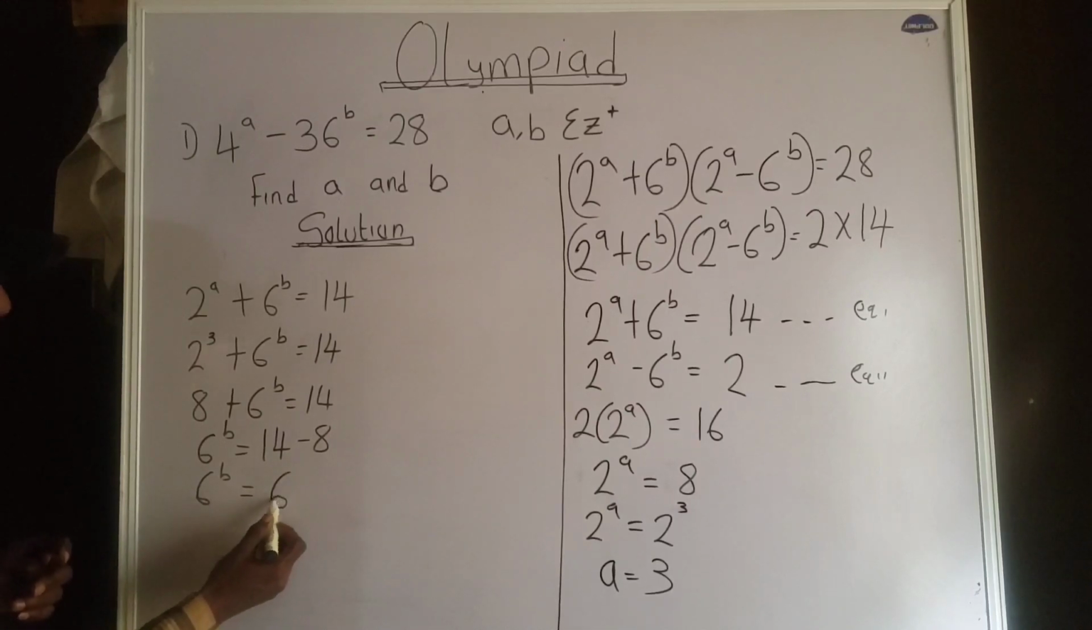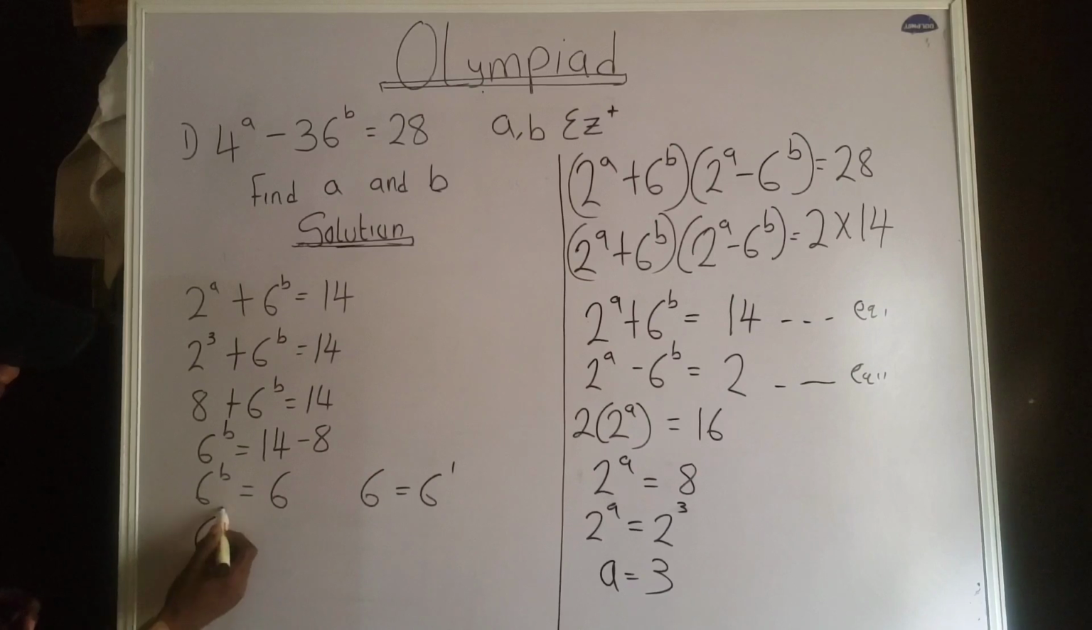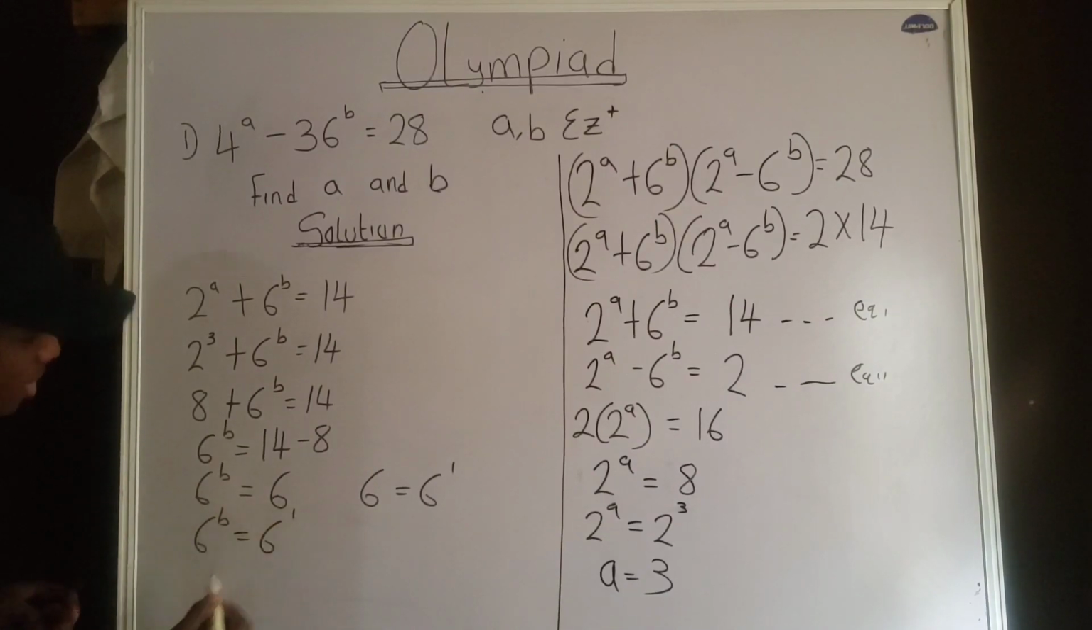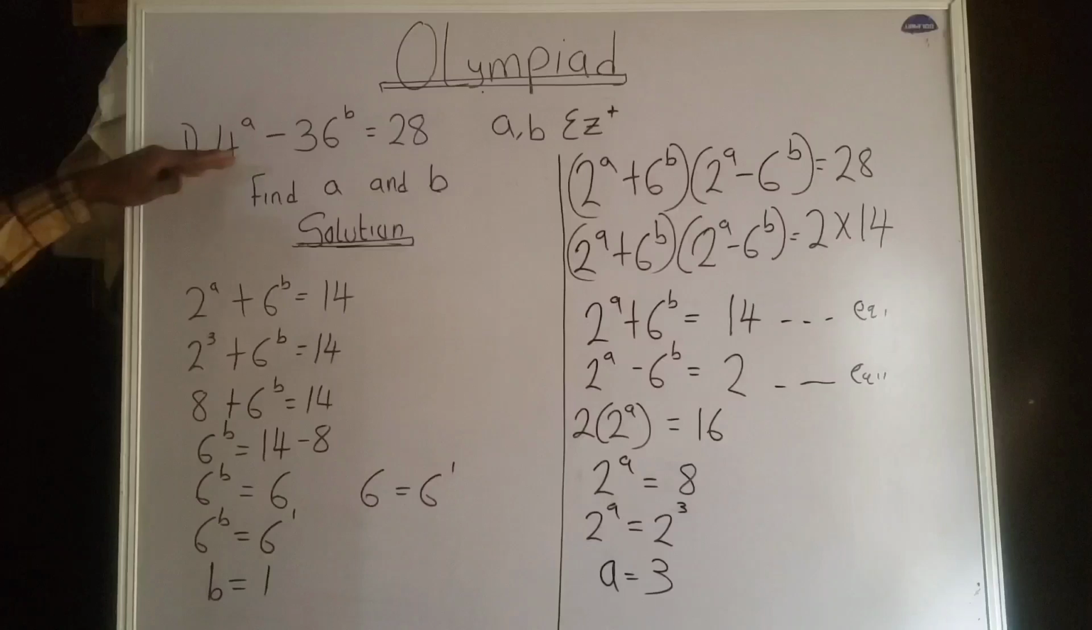Don't forget that 6 is also the same thing as 6 raised to the power of 1. So 6 raised to the power of b is equals to 6 raised to the power of 1. Comparing the left hand side and the right hand side, b is equals to 1. Therefore, the values of a and b in this equation are 3 and 1 respectively.